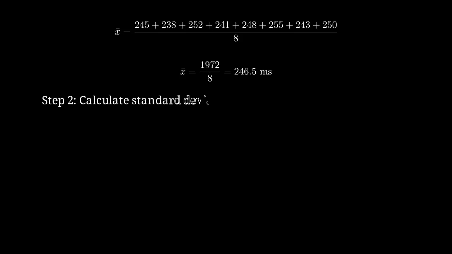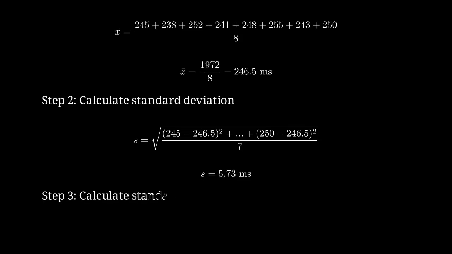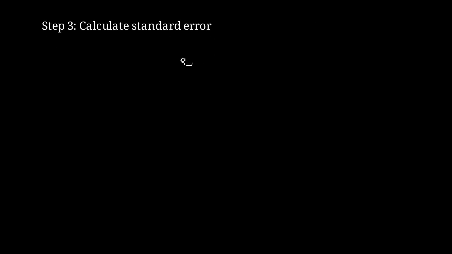Step 2. Calculate standard deviation using our formula. We calculate each deviation from the mean, square it, sum them all, divide by n minus 1, and take the square root. This gives us a standard deviation of 5.73 milliseconds. Step 3. Calculate standard error. Standard error equals 5.73 divided by the square root of 8, which is 2.03 milliseconds.